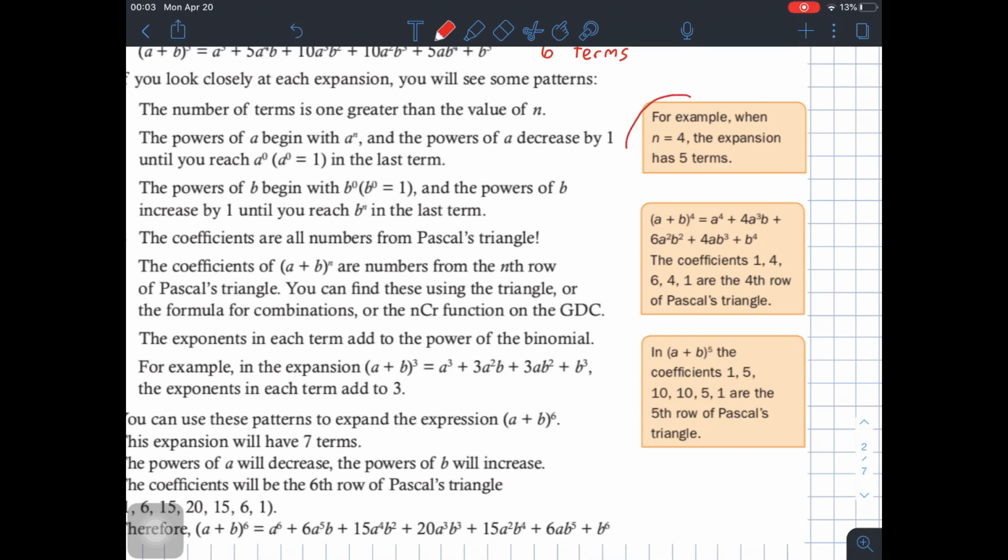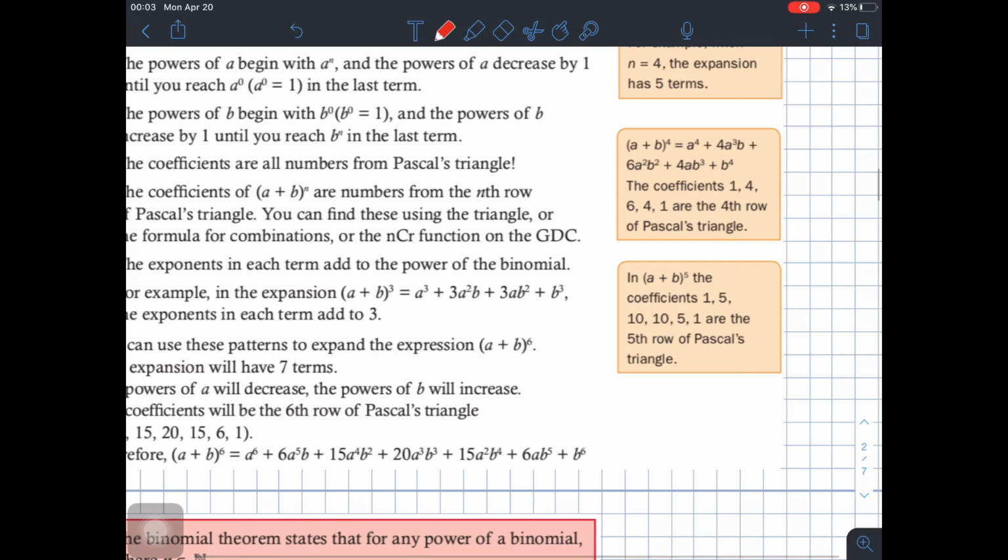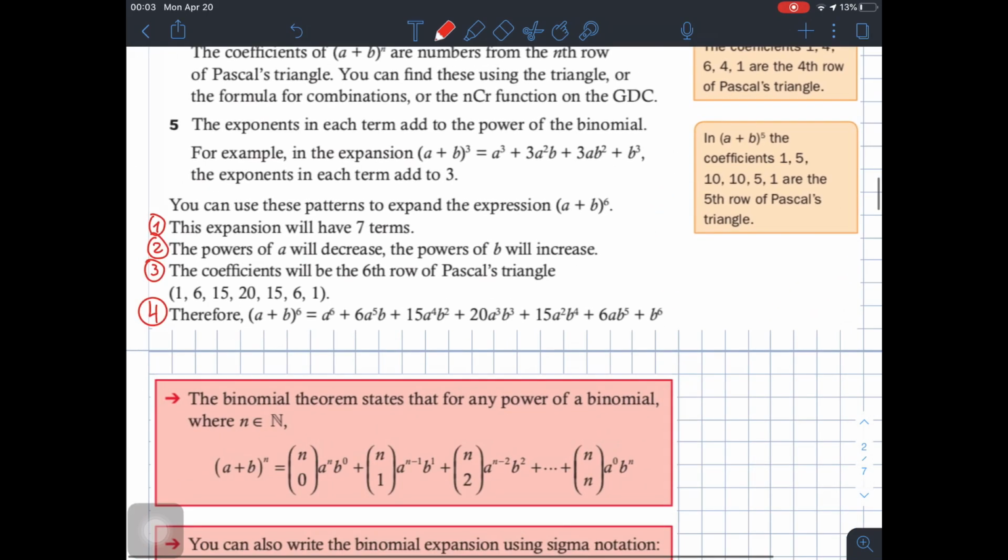Let's read here. It says, for example, when n equals 4, the expansion has 5 terms. Okay, that's what we saw already. We saw this already. In a plus b to the power of 5, the coefficients 1, 5, 10, 10, 5, 1 are the fifth row of the Pascal triangle. We already know that. Okay.